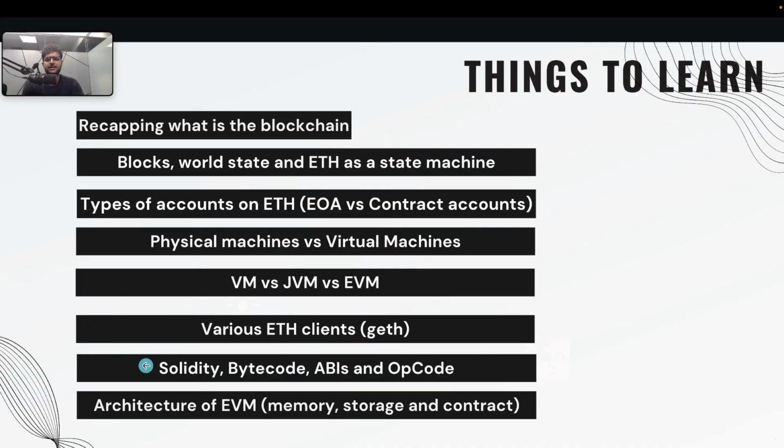So we'll understand that. Then we'll understand Solidity, bytecode, ABIs, and opcode. This really is the high level important things to know if you ever go into a low level interview in Ethereum. And architecture of EVM, what is memory, storage, and contract. Basically, we'll dive into the Ethereum virtual machine and understand if today you become a miner, what exactly is your code doing under the hood.